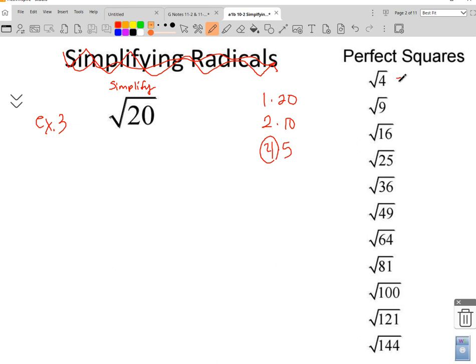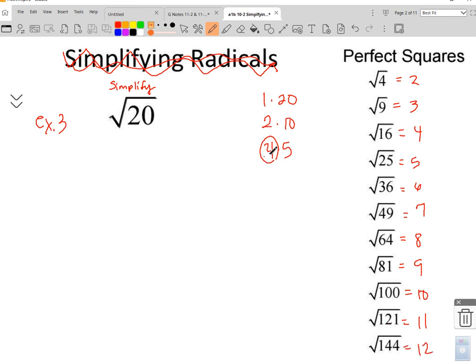We should know that the square root of 4 is 2, the square root of 9 is 3, the square root of 16 is 4, square root of 25 is 5. Right, 6 times 6 gives me 36. That makes that the square root. What's the square root of 49? 7 times 7 is 49. What's the square root of 64? 8 times 8 is 64, right? That's what a perfect square is, a product of two identical factors. This is 9, 10, 11, and 12.